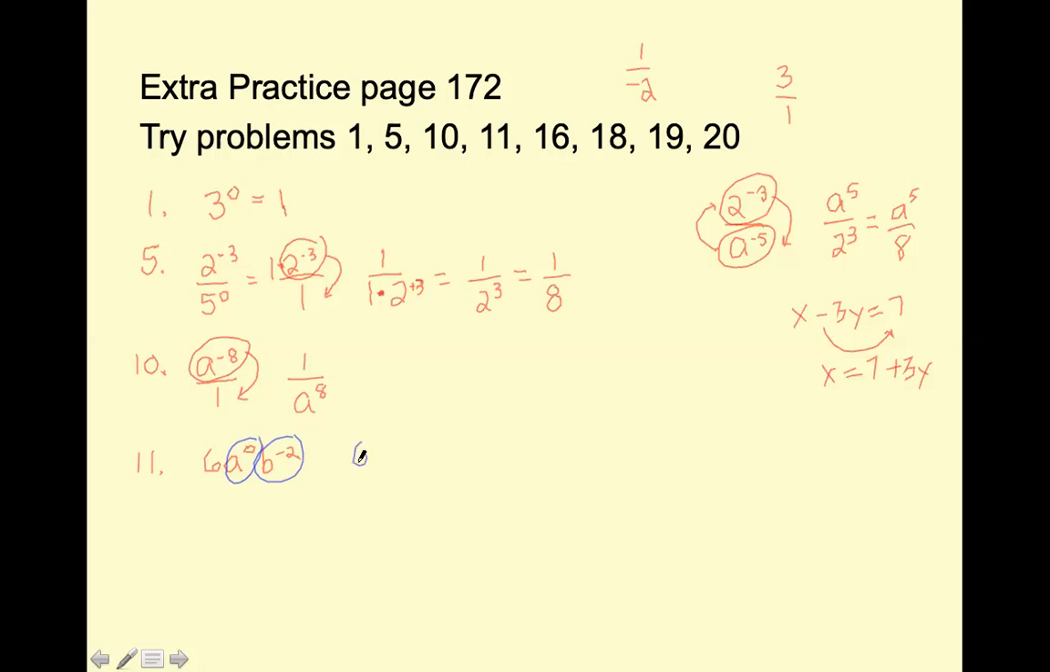So this is going to turn into 6 times, remember these are all being multiplied, 6 times 1. But I'm taking this and moving it down below so that I can get a positive exponent. So it's going to be b to the positive 2. So I keep simplifying. Remember, my 1 came from here. A to the 0 power was 1. So 6 times 1 is 6 over b to the second.